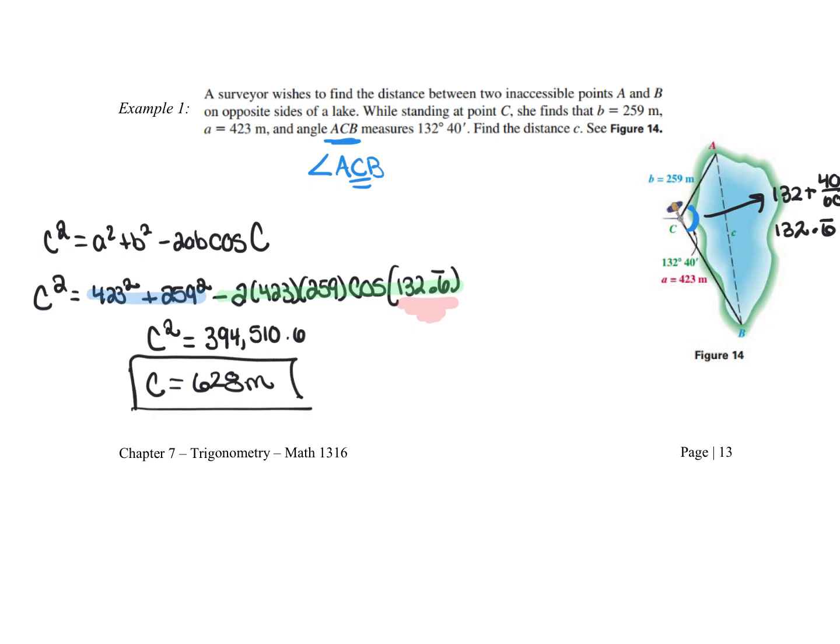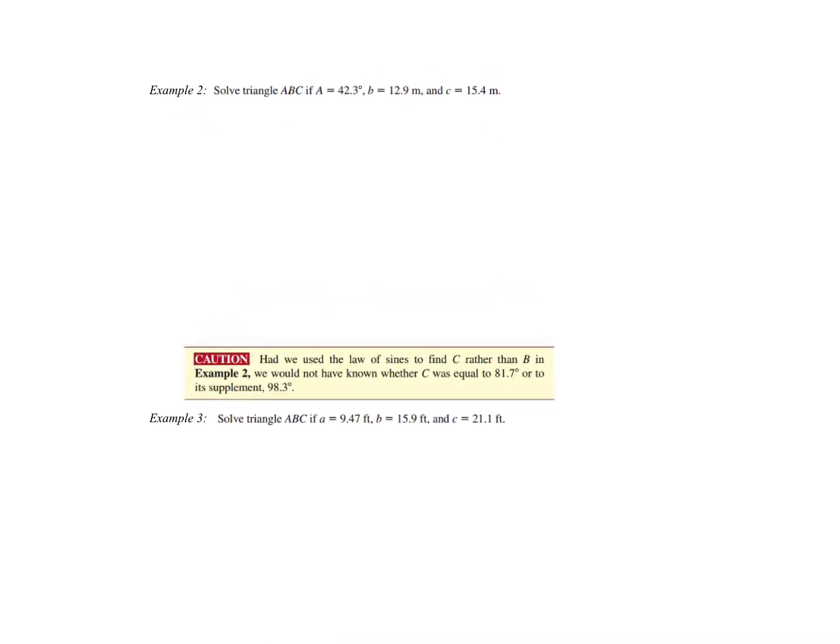Let's go ahead and try another one. So this one says solve triangle ABC if angle A is 42.3 degrees, B is 12.9, and C is 15.4. So just going to draw a triangle.